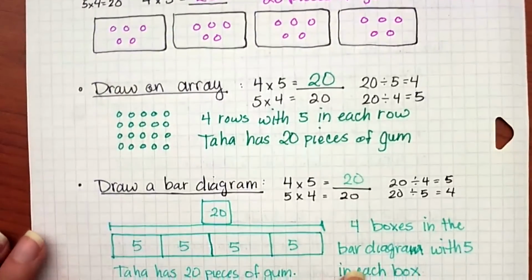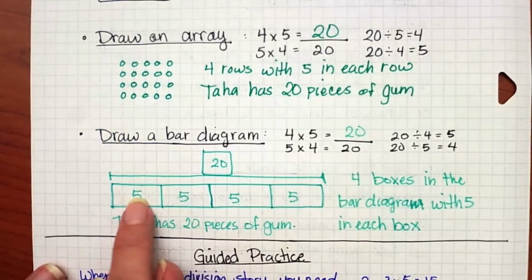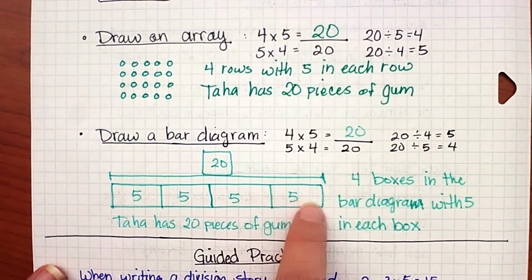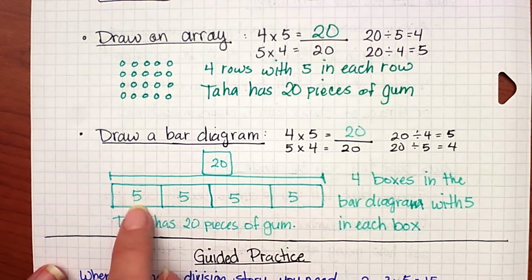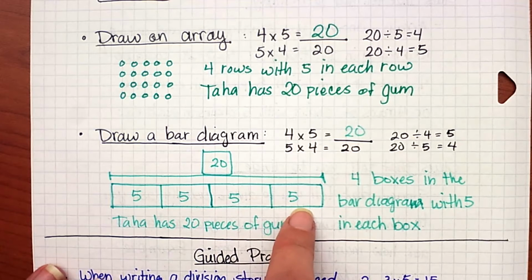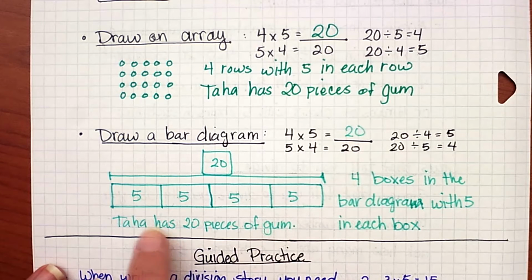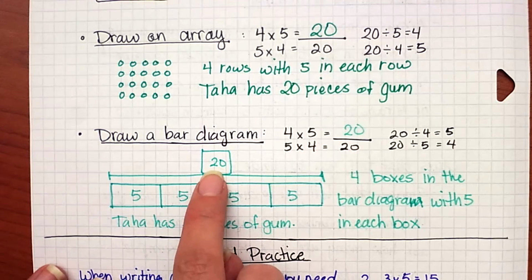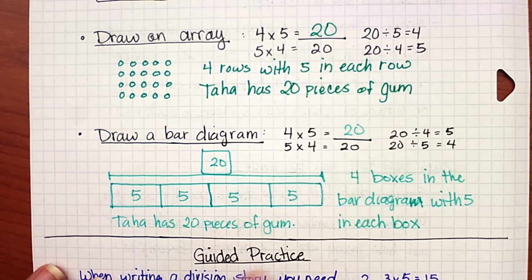Or I could draw a bar diagram. I know I had 4 groups for the 4 packs, and there were 5 pieces in each one of those packs. And then I could skip count, or I could use repeated addition to figure it out, or I could multiply 5 times 4, which is going to give me my total of 20. That again tells me that Taha has 20 pieces of gum.